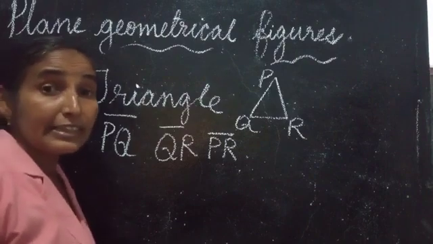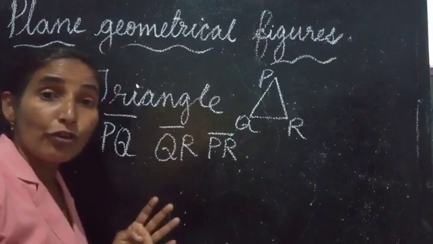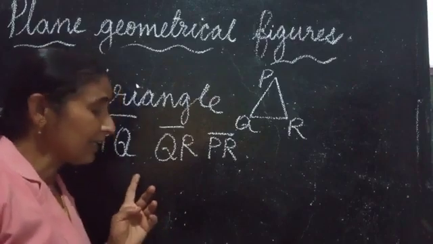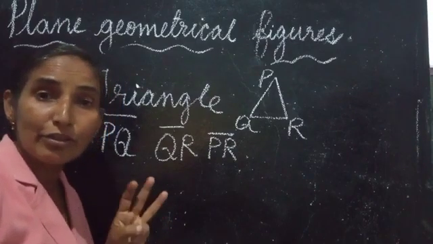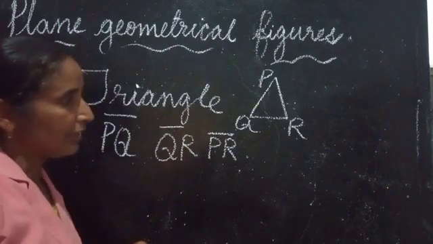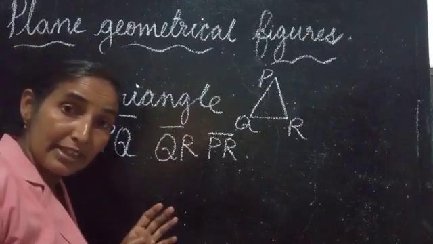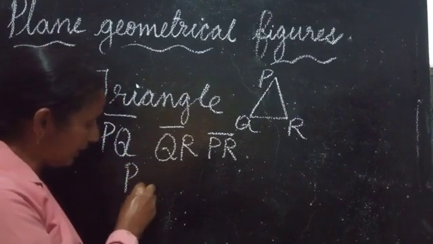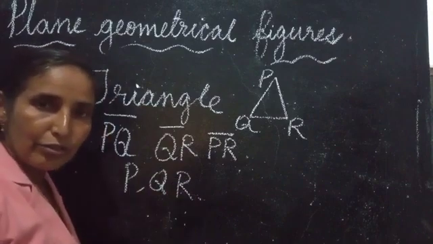We have learned that if a plane shape is formed with 4 line segments, that is called a quadrilateral. Then a triangle, is it a quadrilateral? No, because it has only 3 sides, 3 line segments. Now, how many vertices are there? Very good, 3. Which are they? P, Q, and R.